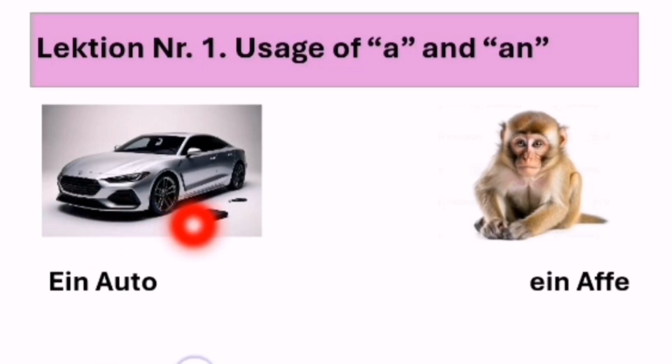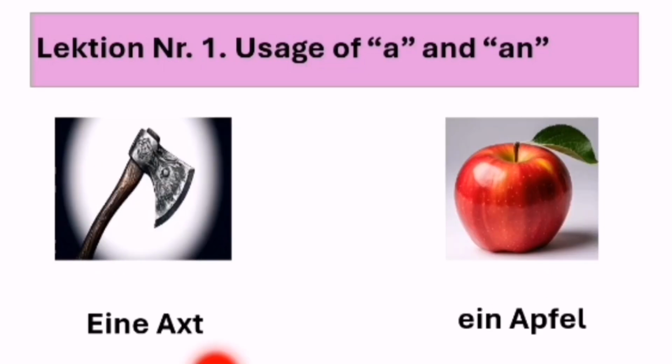Like, look at this picture. Ein Auto. In English, simply a car. Ein Affe. In German. In English, it is a monkey. So just focus on German. Ein Auto, ein Affe, eine Axt. Okay, eine Axt. It means Axt word is feminine in German language. So that is why we are using eine instead of ein. Okay, eine Axt. In English, simply, an axe.